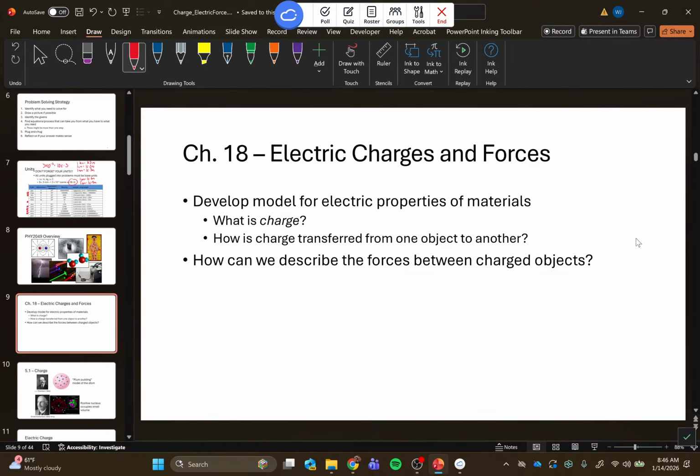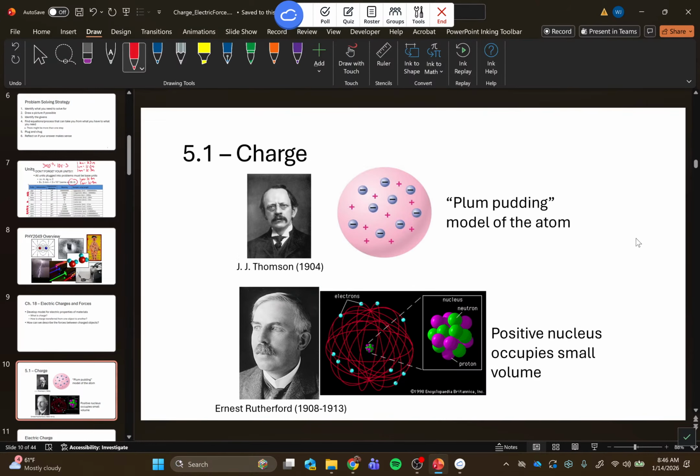Pictures, cool. Okay, so here are the things we're going to talk about. We're going to talk about charge, charges transferred, and then forces. That is basically this entire PowerPoint. So, a little bit of background. You all have seen this, hopefully, fingers crossed.